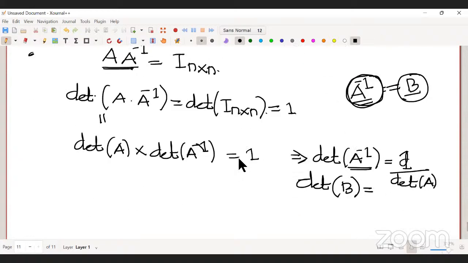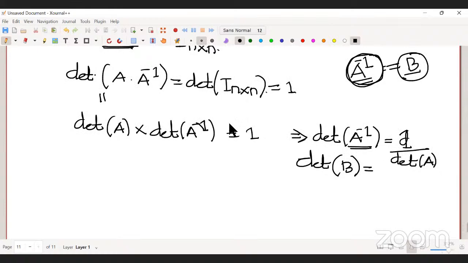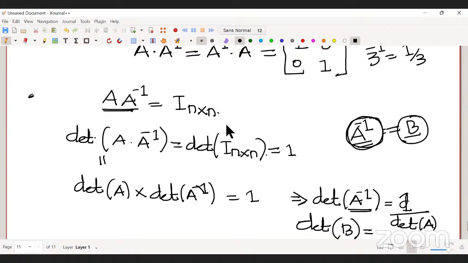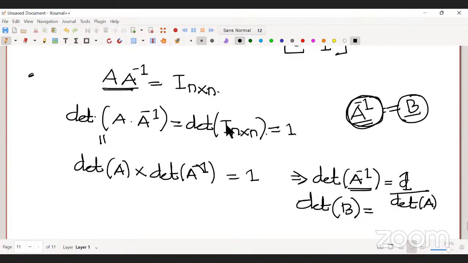You will see later. Means if I write -1 above the bracket, then will it have a different meaning or not? As I said, don't think of it that way, it's a symbol. I'm representing the inverse matrix using this symbol. This is just a symbol. Don't take the literal meaning of 1 inverse.